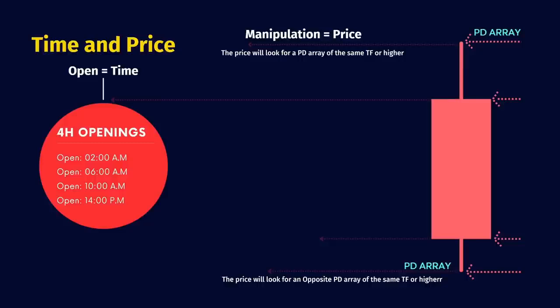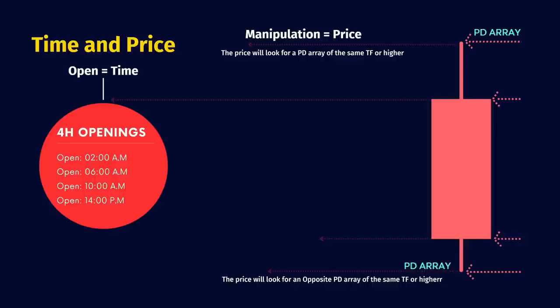And in the index futures, you can find 4 different time windows. The first time window is at 2 a.m. At 2 a.m., a new 4-hour candle opens in the index futures market. And this candle closes at 6 a.m. and a new candle opens. It's only the 4-hour candles. So 2 a.m. is the first candle, 6 a.m. is the second candle, 10 a.m. is the next candle, and the last 4-hour candle is at 2 p.m.